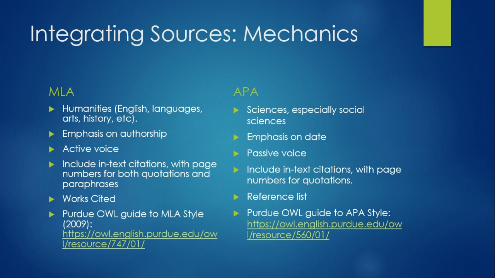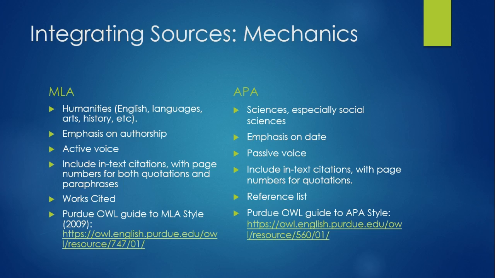In terms of the mechanics of integrating sources, I'm not going to spend a whole bunch of time right now talking about the specifics of how to do it. I will say that there are 2 major guides, unless you're in engineering, in which case you would be using CMS. But the 2 most commonly used style guides are the MLA, Modern Languages Association, and the APA, American Psychological Association styles. I'm sure that at this point in your careers you have run into both of them. Here's just a little comparison chart that can help you determine when to use which style.